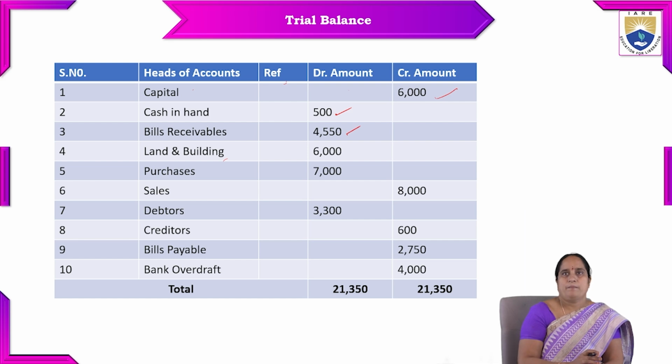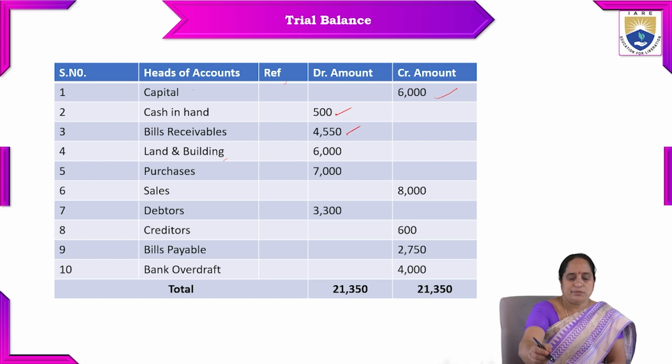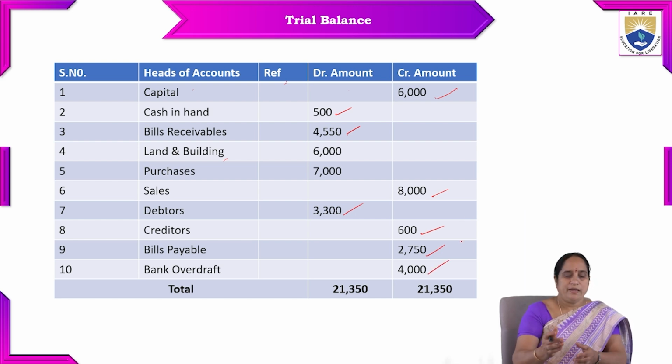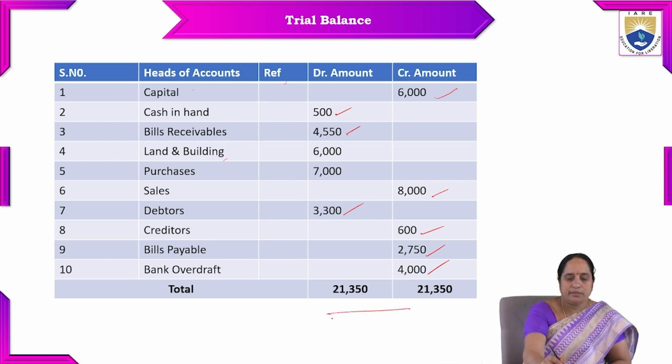Sales, revenue. So it should be mentioned on credit side. Debtors, asset, debit side. Creditors, credit side. Bills payable, liability. So credit side. Bank overdraft, again liability. Mention on credit side. Then make the totals of both debit amount and credit amount.